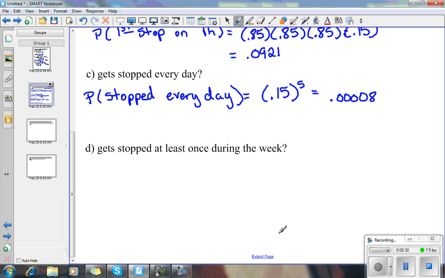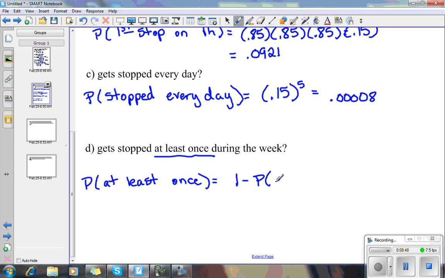The next one, what's the probability he gets stopped at least once during a week? Okay, again, at least once is going to be: the probability of at least once equals 1 minus the probability of not at all. So we have the probability that he doesn't get stopped at all. That would mean he doesn't get stopped the first day, or the second day, third day, fourth day, and the 5th day.